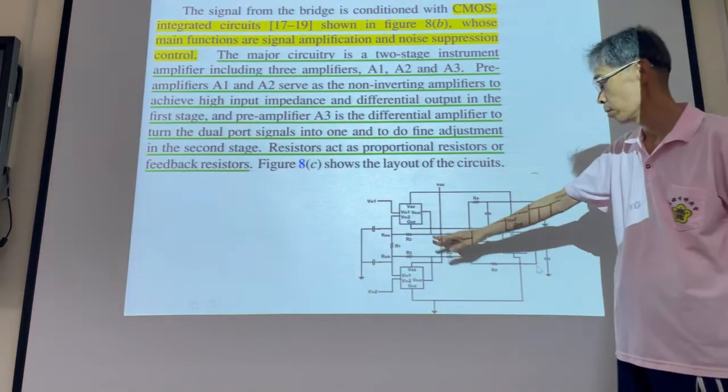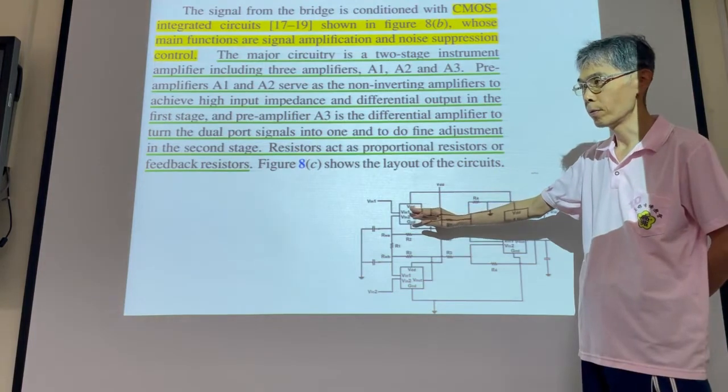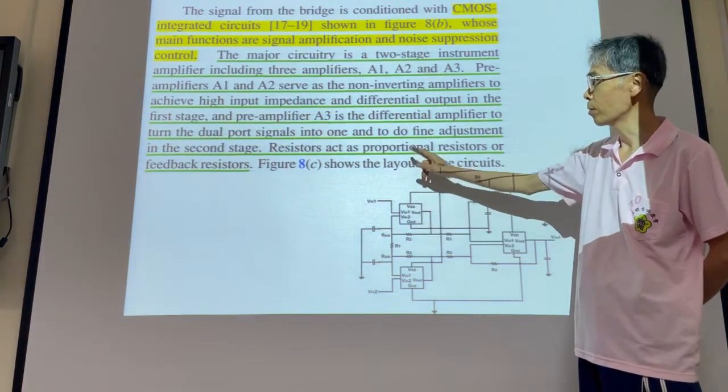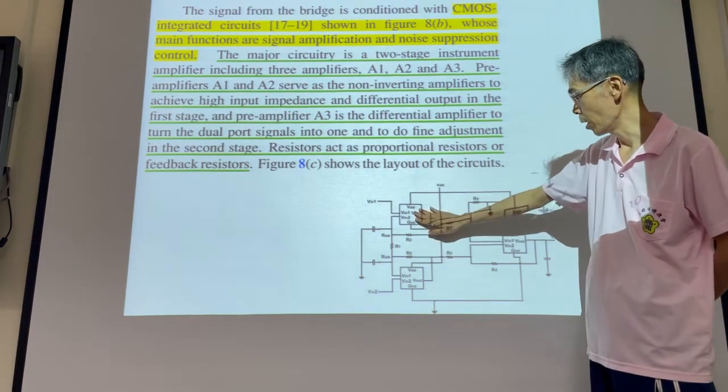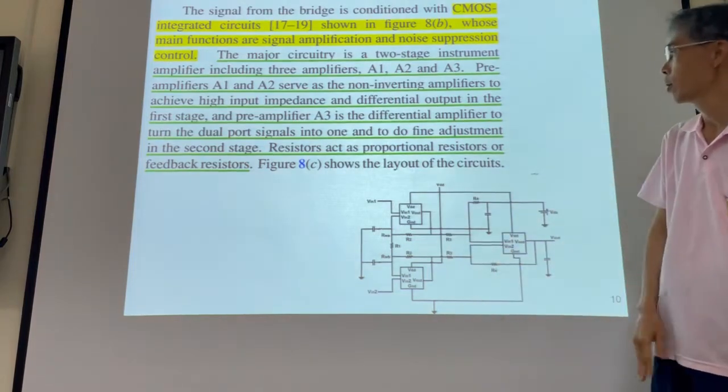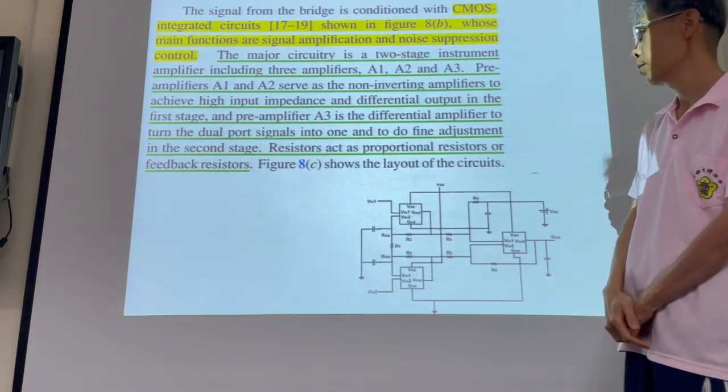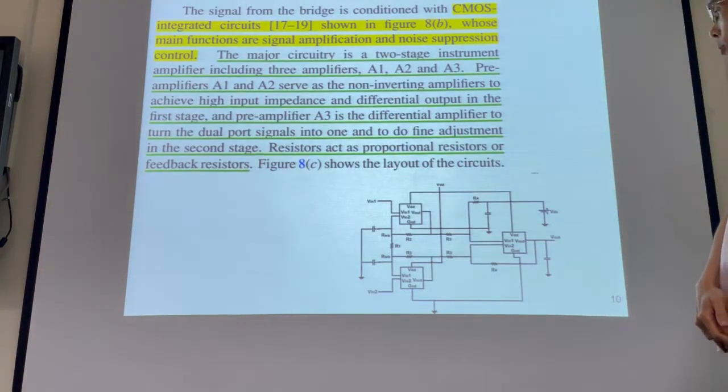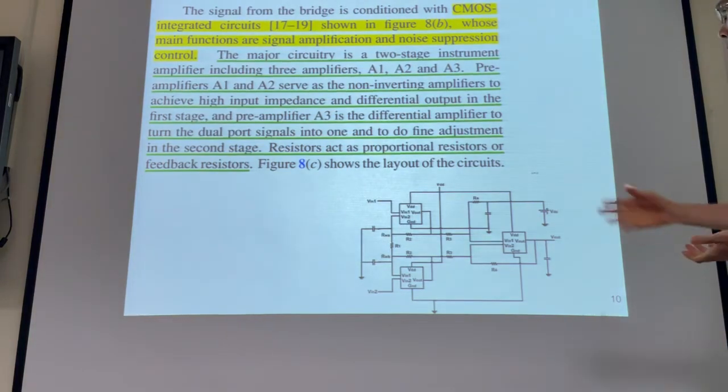So they have A1, A2, and A3. They don't show the detail; they just read the books, reference the books, and design these preamplifiers. So there's no detail. So next page.